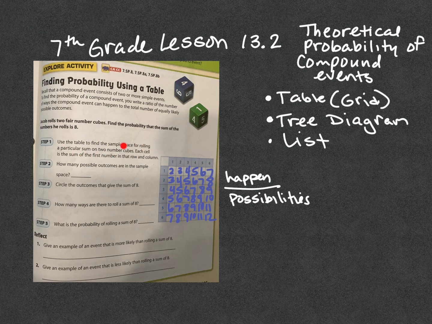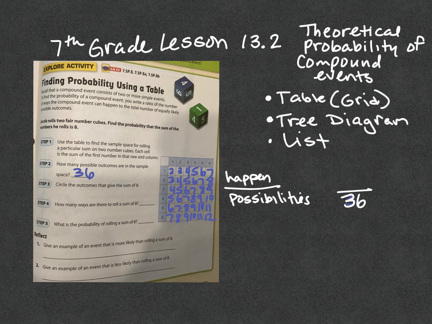So we use the table to find the sample space for rolling a particular sum on 2 number cubes. Each cell is the sum of the number for that row and column. How many possible outcomes are in the sample space? That's all of the cells. There's a 6 by 6 square, so 6 times 6 is 36 little cells in there. So there are 36 possible outcomes. That's going to be our number of possibilities.